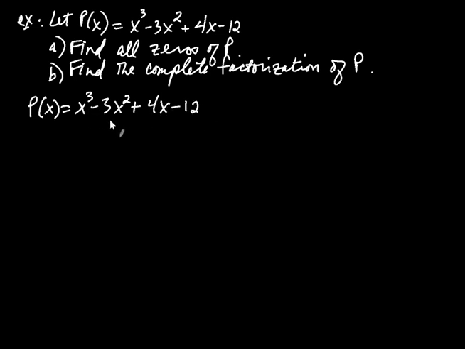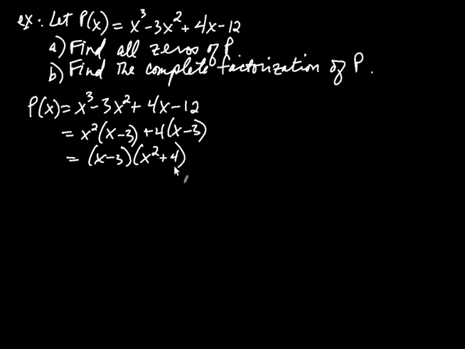So here I can see that I have four terms, and I can use factoring by grouping. So I'm going to factor out x squared, so it's x squared times x minus 3 plus 4 times x minus 3, and I factor out that x minus 3, that's x minus 3 times x squared plus 4. Now at this stage, remember, I'm trying to find the zeros of this polynomial. So I can see one zero, that is when x is equal to 3, but how do I find the zeros of x squared plus 4?